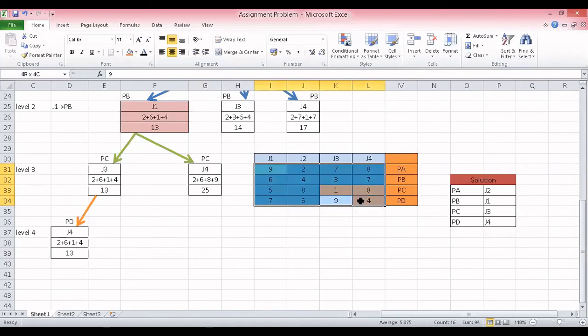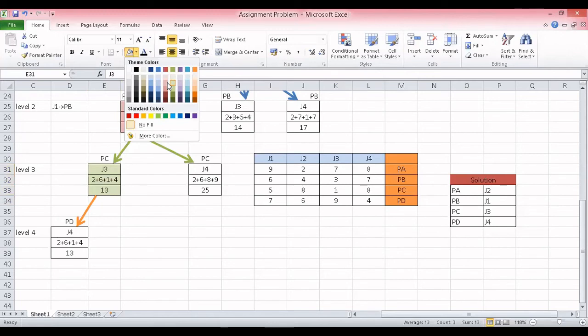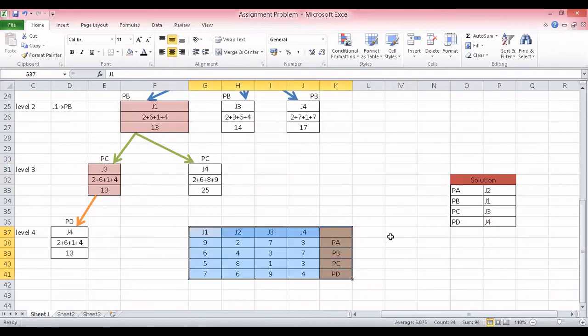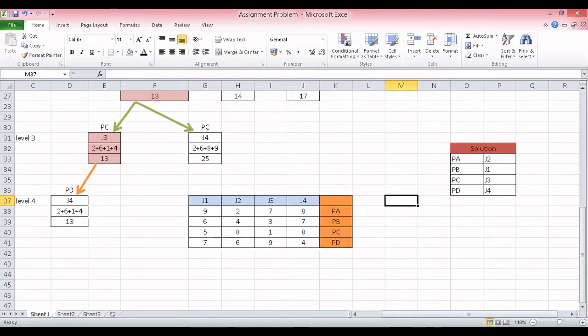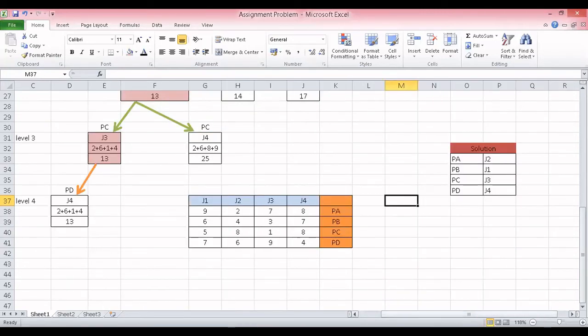Now I will finish with my level 3 also. In my level 3, which is my minimum value, this one. So I highlight with the color. I am finished with level 3 now. Coming to the last level, since there are 4 persons and 4 jobs, only 4 levels are there. If the number of persons and number of jobs increases, the levels will increase accordingly.